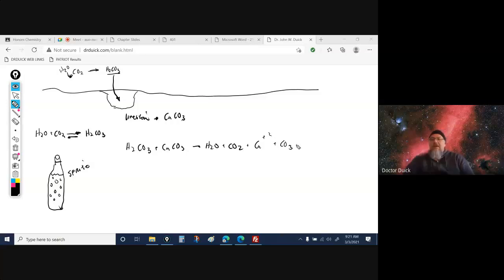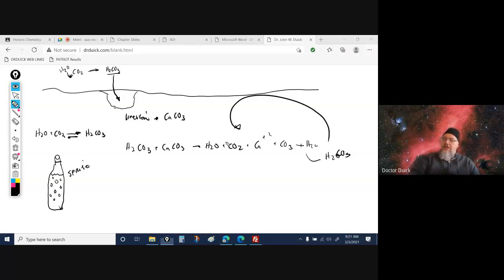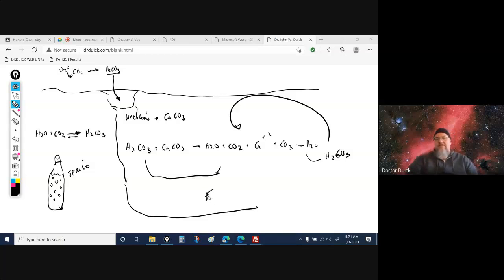This is going to turn around and interact with more water, and this is going to form carbon dioxide, or H2CO3. It goes on and on. It's almost like a self-feedback loop. It just keeps going on and on. So what happens is these limestone deposits will eventually get eaten away, and then you get something called a sinkhole.